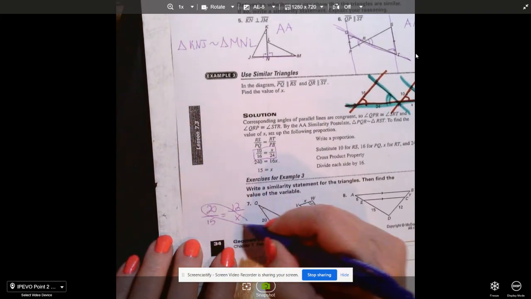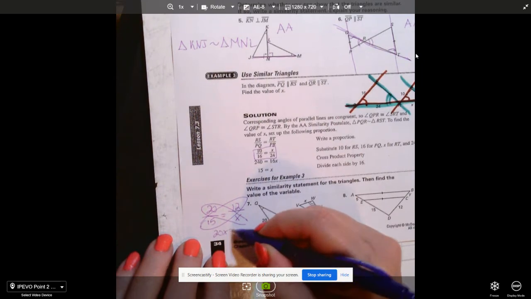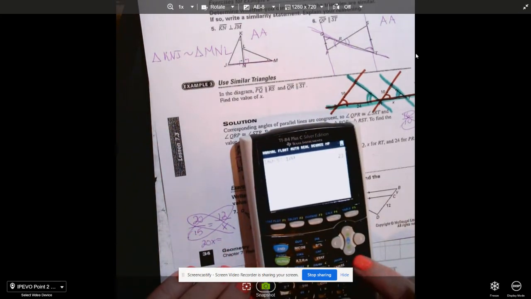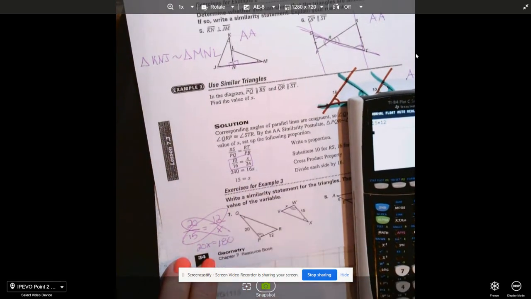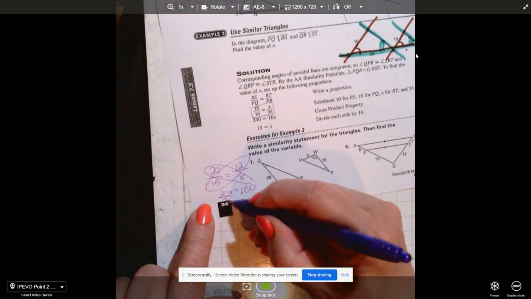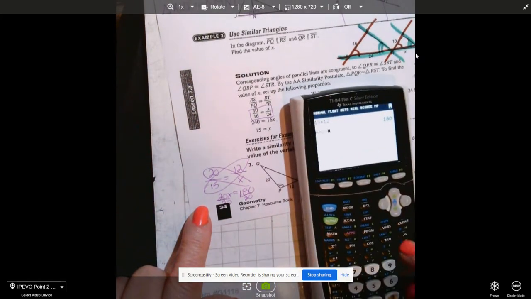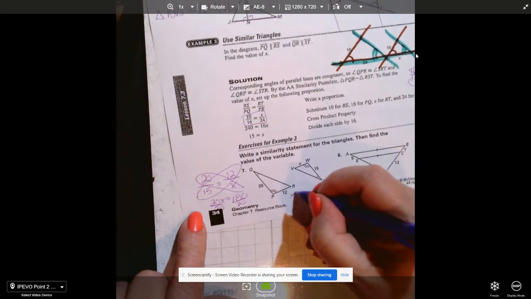Then you can cross multiply. You can say 20x equals. Take out your calculator and you can say 15 times 12 will be 180. And then in order to solve this equation, you're going to divide both sides by 20. I'm running out of room a little bit. And again, you just say 180 divided by 20, and you'll see that your answer is 9.